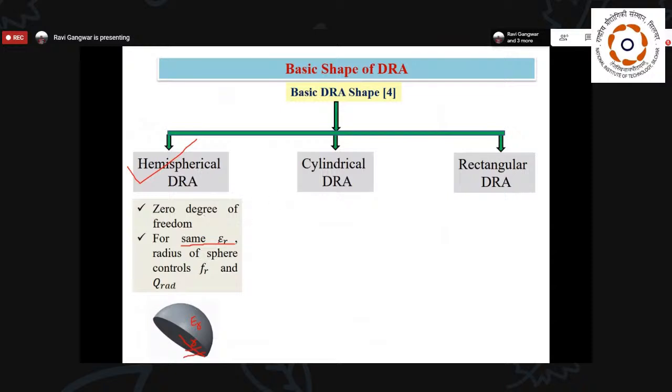But with these problems, we have some other advantages with hemispherical DRAs, like the support of fundamental modes and the radiation patterns that we are able to get in the case of the hemispherical DRA.